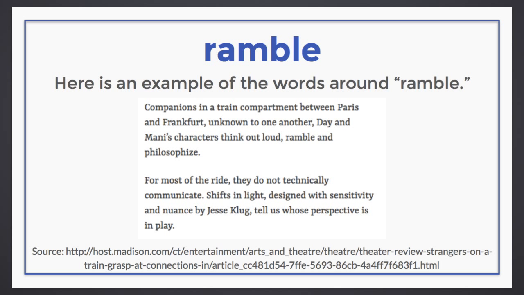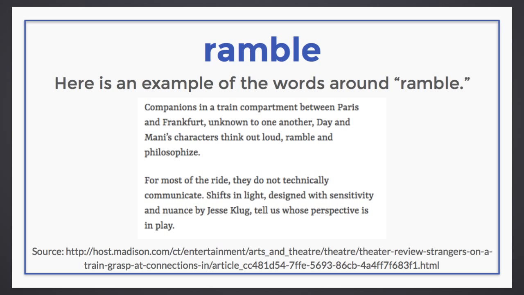So let's just take a look at this example. It says, companions in a train compartment between Paris and Frankfurt, unknown to one another, Day and Manny's characters think out loud, ramble, and philosophize. For most of the ride, they do not technically communicate. Shifts in light, designed with sensitivity and nuance by Jesse Klug, tell us whose perspective is in play.